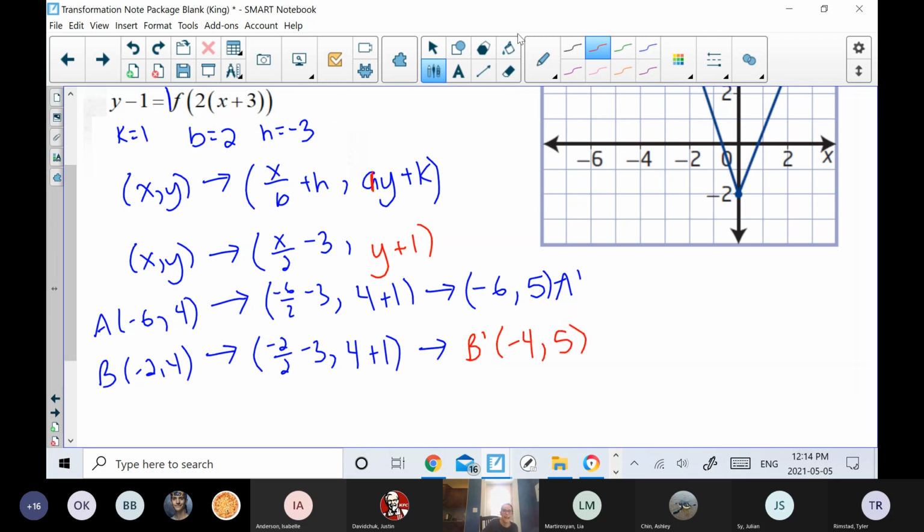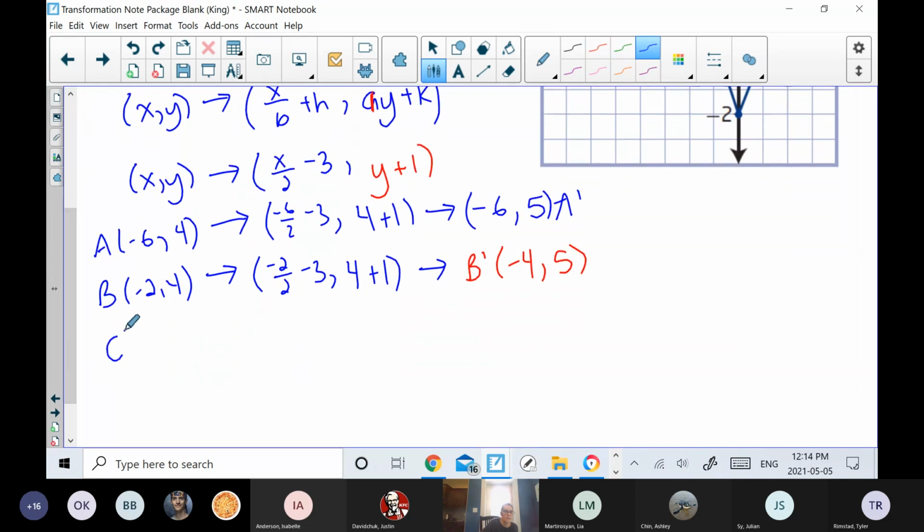See if you could get C prime and D prime. So C is at 0, -2, and D is at 2, comma 3. C prime and D prime.